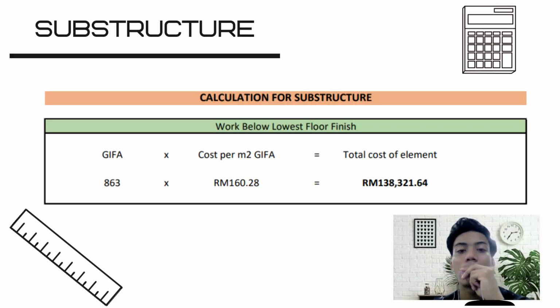Next, data calculation. For WBLFF, to get the total cost of the element, the GFA of the project is multiplied by the cost per m square GFA, which is taken from Appendix ECA. So, the total cost of the element is 138,331 ringgit and 64 cents.